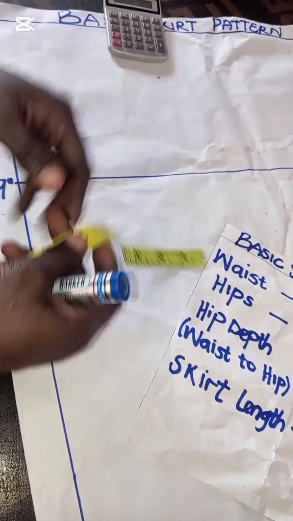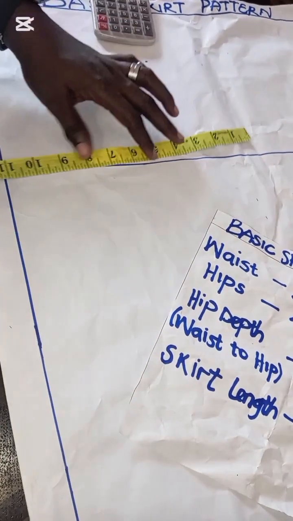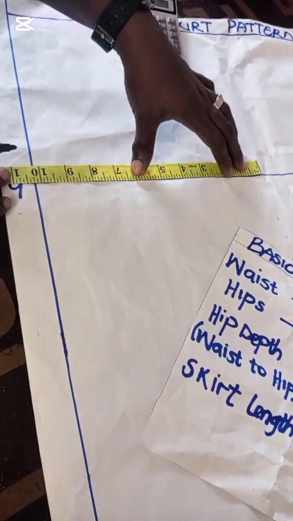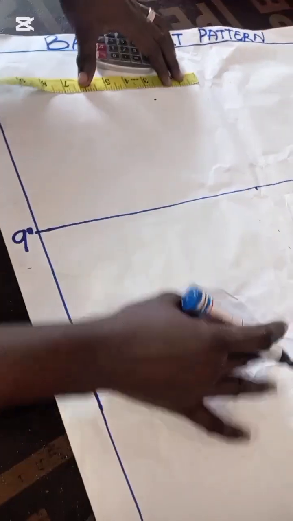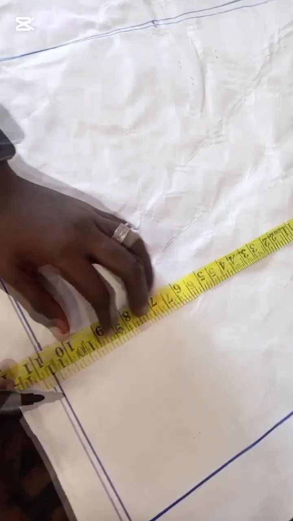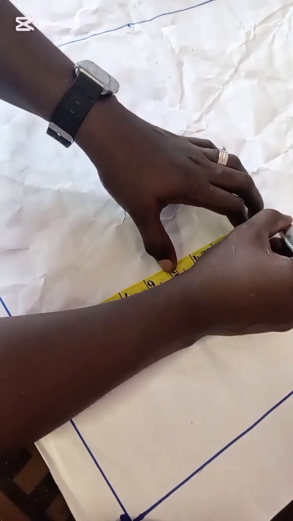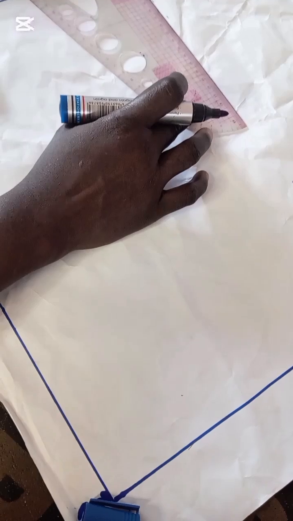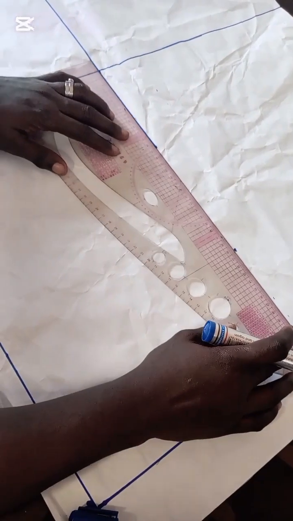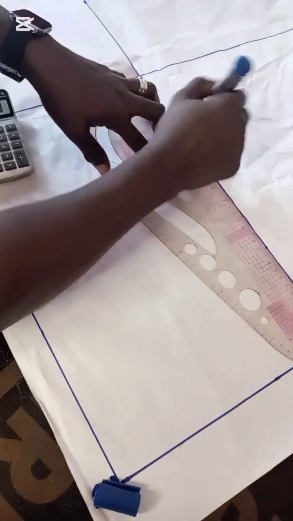So we have 10.25 to measure. We are simply going to measure 10.25, and we measure it all the way down to the length of the skirt. We'll use our straight ruler to rule it down to the length of the skirt.